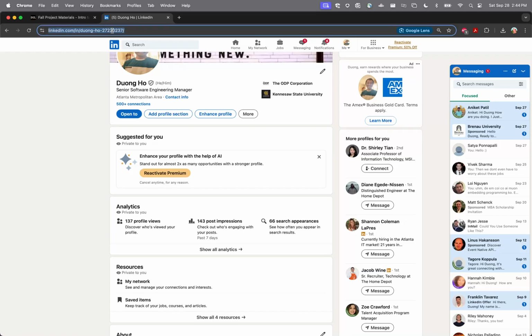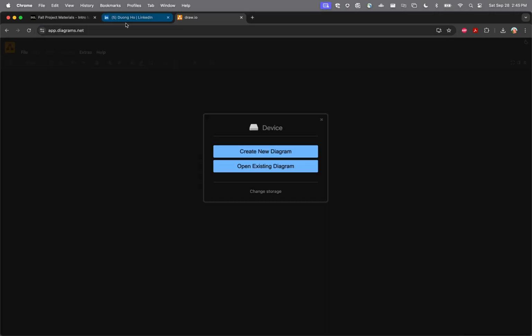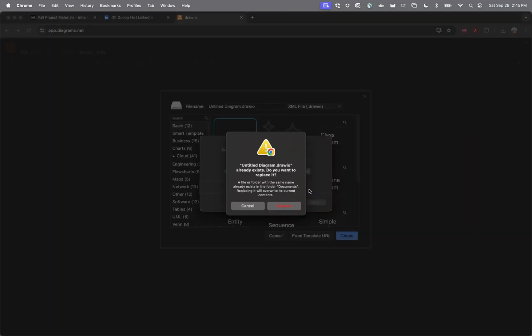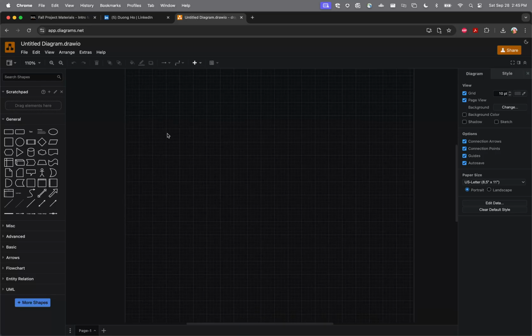So really, for intro to software engineering, what is really important, right? Before that, if you don't have any diagramming tool already, you can use draw.io. It's completely free and it behaves just like Lucidchart, if you have heard of it. But this tool is free and it's very good, so I would recommend using it.